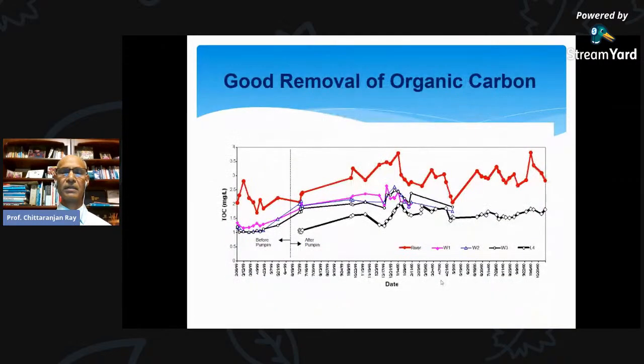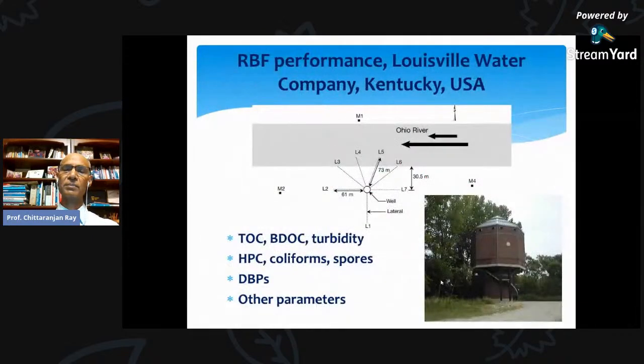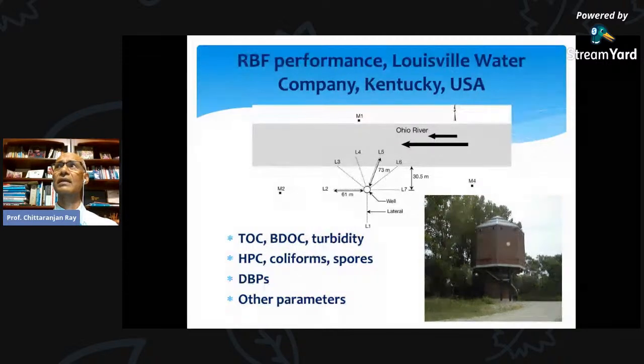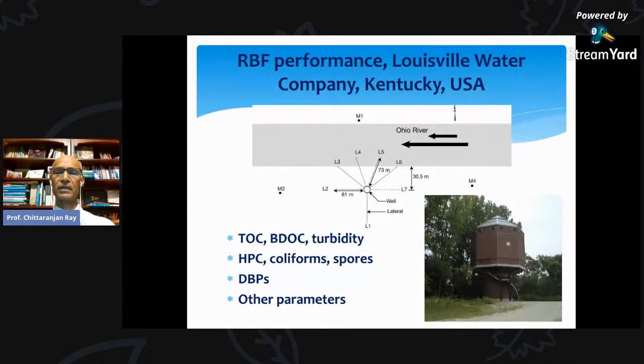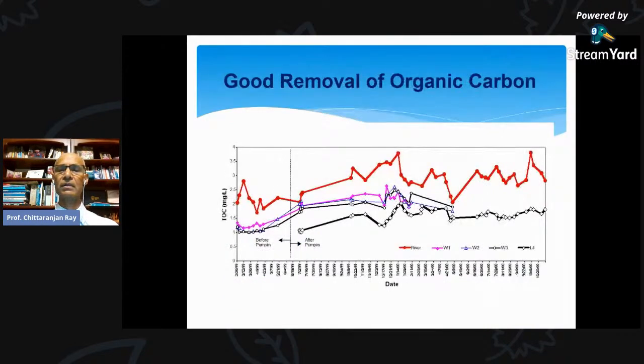So the organic carbon, let me go back 1 second here. In this picture, for L4 laterally, they put some monitoring stations at 2 feet, 5 feet, and 9 feet below the ground. They took some pore water samples to look at the removal of some of the contaminants. The total organic carbon in the river varies anywhere from 2 to 4 milligrams per liter. The more organic carbon you have, the more chance of forming trihalomethanes, which are cancer-causing substances, once you chlorinate the water.